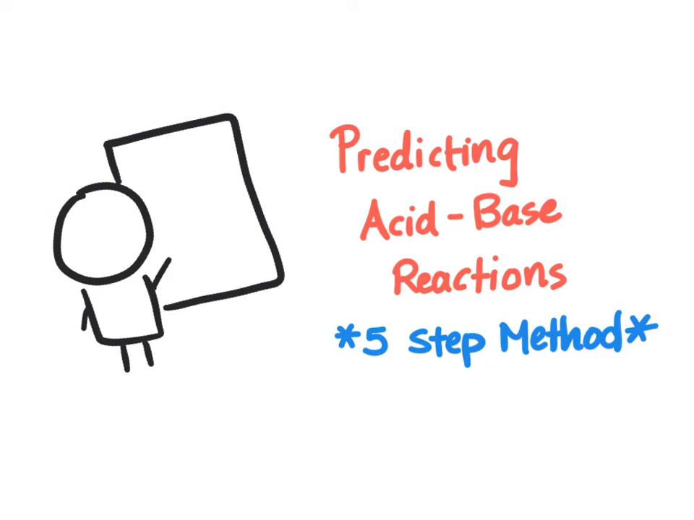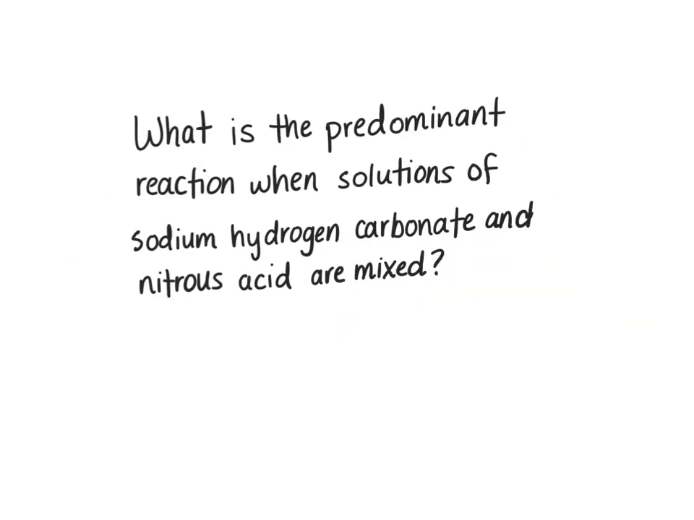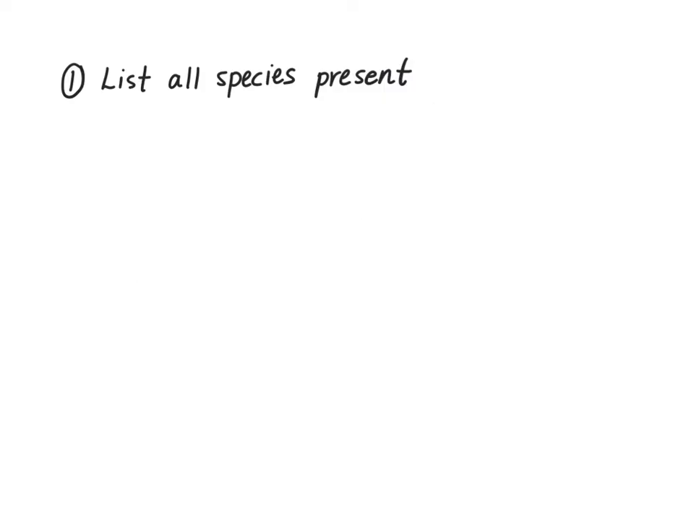In this video, we're going to look at predicting acid-base reactions using something called the five-step method. So a typical question you may see is, what is the predominant reaction when solutions of sodium hydrogen carbonate and nitrous acid are mixed? So to start this, we're going to list all species that are present.